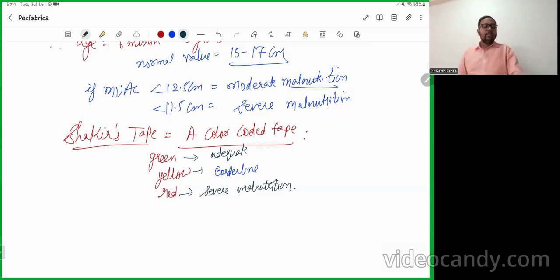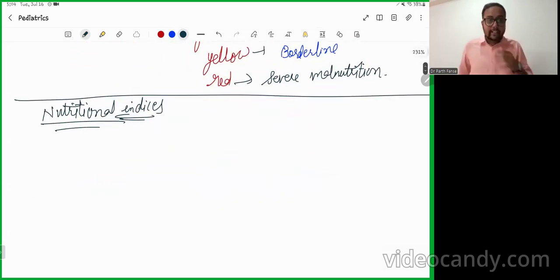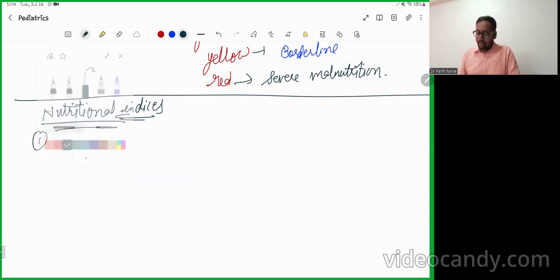Fine enough. Coming to the next most important topic. It is most important, please pay attention to this. You can expect one MCQ from this topic. And this topic is nothing but nutritional indices. Now we use three nutritional indices for looking at whether a child is suffering from malnutrition or not. The first one is weight for age.